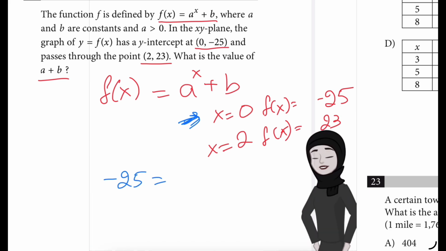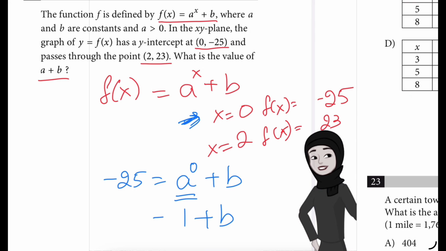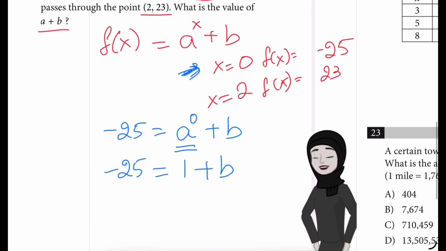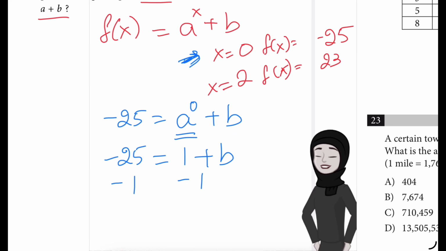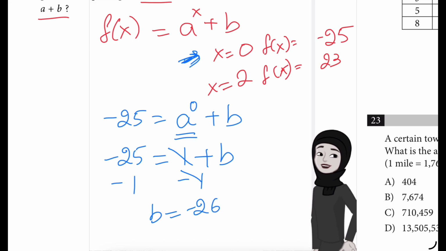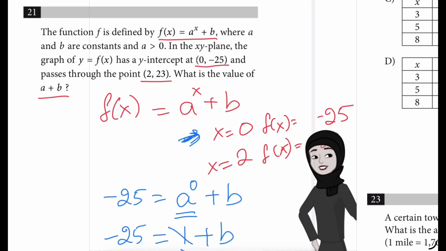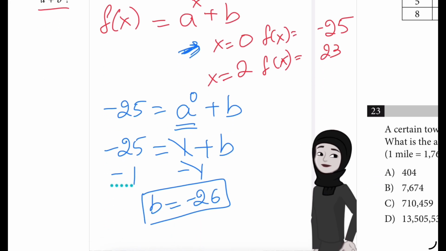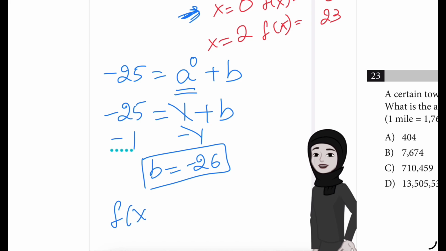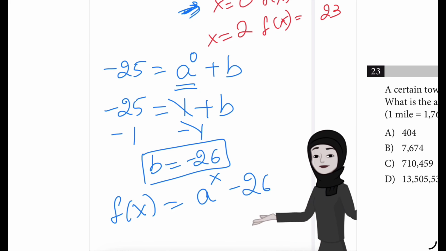F of x, which is negative 25, is equal to a raised to the power of 0 plus b. Now we know that anything raised to the power of 0 is equal to 1. So 1 plus b is equal to negative 25. To get the value of b, all I have to do is subtract 1 on both sides. That way, I will get b equal to negative 26. So now I know one of the constants in the function which we didn't know earlier. I know that b is equal to negative 26, which means my function f of x is equal to a raised to the power of x minus 26. Now at least I know b.